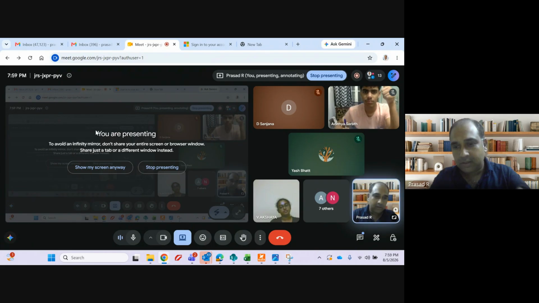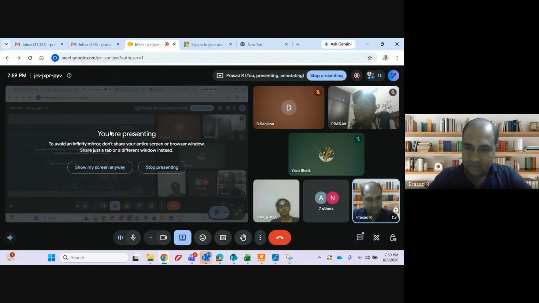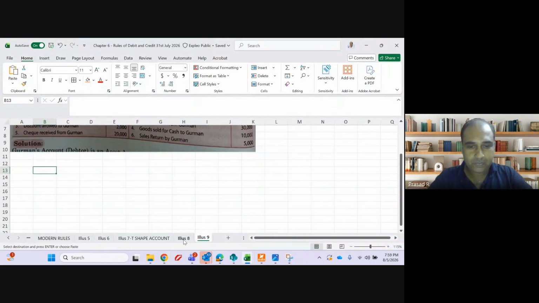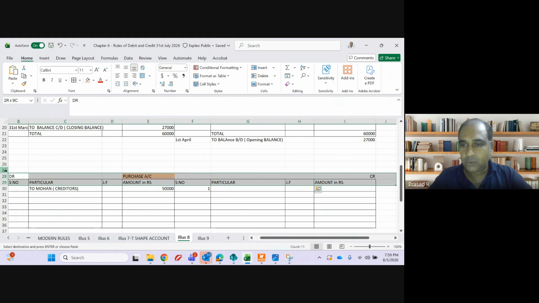That means the ledger is over. That is the concept you have to think about. Whether it's an asset, anything which is increasing the debtor will be on the debit side, and anything which is decreasing the debtor will be on the credit side. Clear? Let us do it now. Fantastic, guys. You are following quickly.